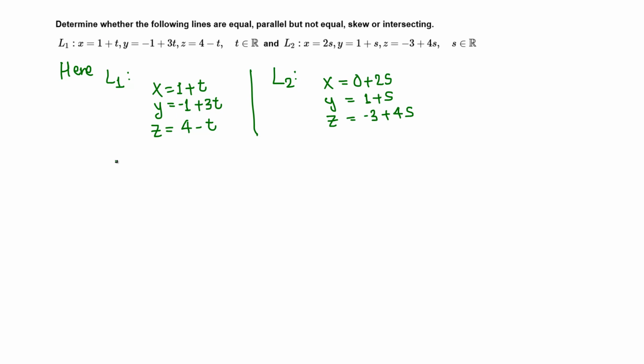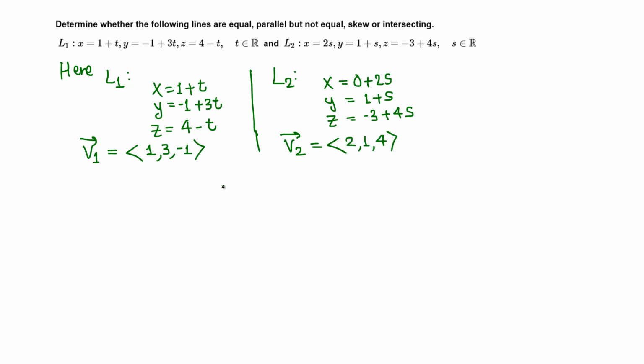From this line we can see the direction vector, let's say v1, which is just 1, 3, negative 1. And from the second line we can find the direction vector, let's say v2, that's 2, 1, 4.